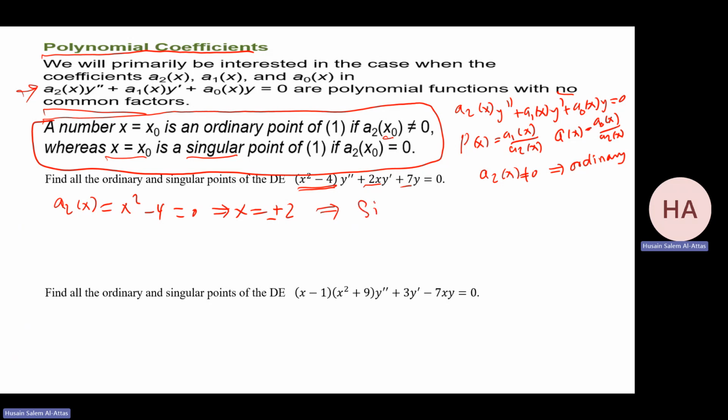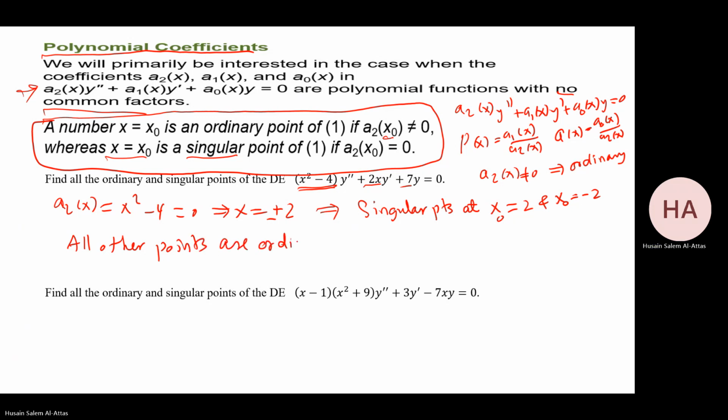So these are my singular points. I have singular points at x0 equal 2 and x0 equal minus 2. All other points are ordinary points.